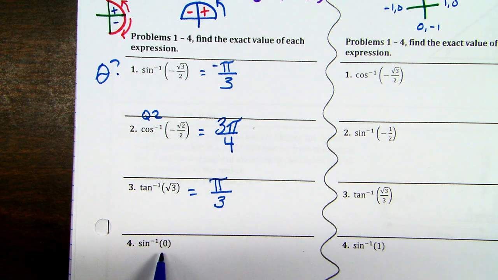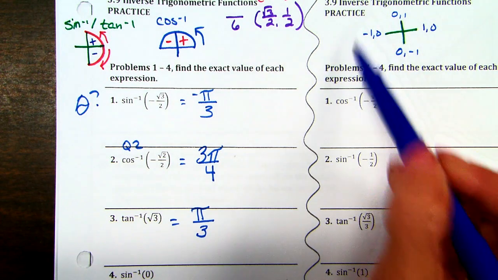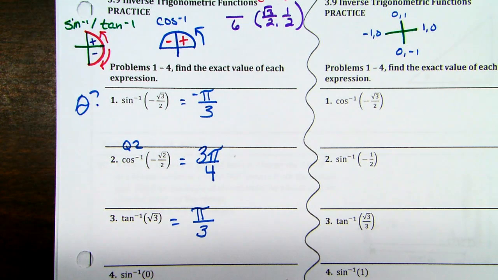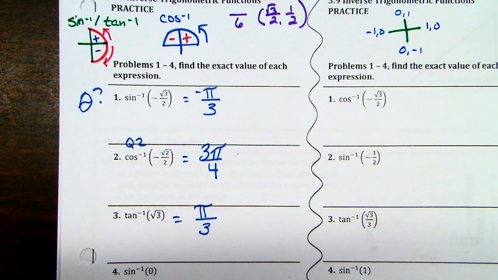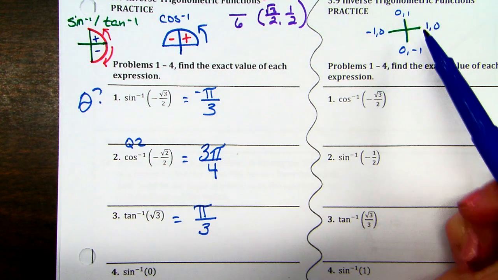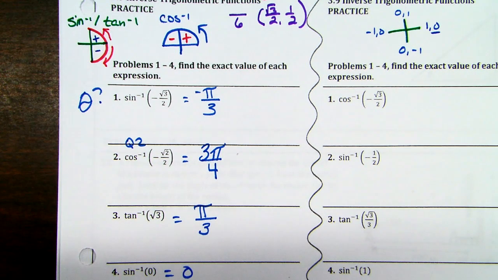And then here's that moment of why I like to draw this. It takes me just as long to draw this as it would for me to stop and figure out where 0 is the y value. So this is just nice and easy. I take a quick glance at my little picture, and sine is 0 at 0. And you can write 0 or 0 pi.